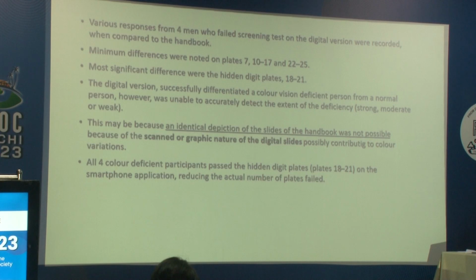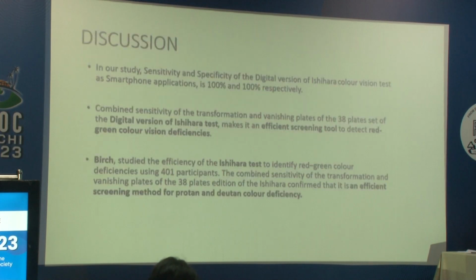Various responses from the 4 men who failed the screening test on the digital version were recorded. The minimum differences were noted on plates 7, 10 to 17, and 22 to 25. The most significant differences were noted between plates 18 to 21. The digital version successfully differentiated a color vision deficient person from a normal person. However, it was unable to accurately detect the extent of deficiency. It may be because the identical depiction of the slides of the handbook was not possible because of the scanned or graphic nature of the digital slides.